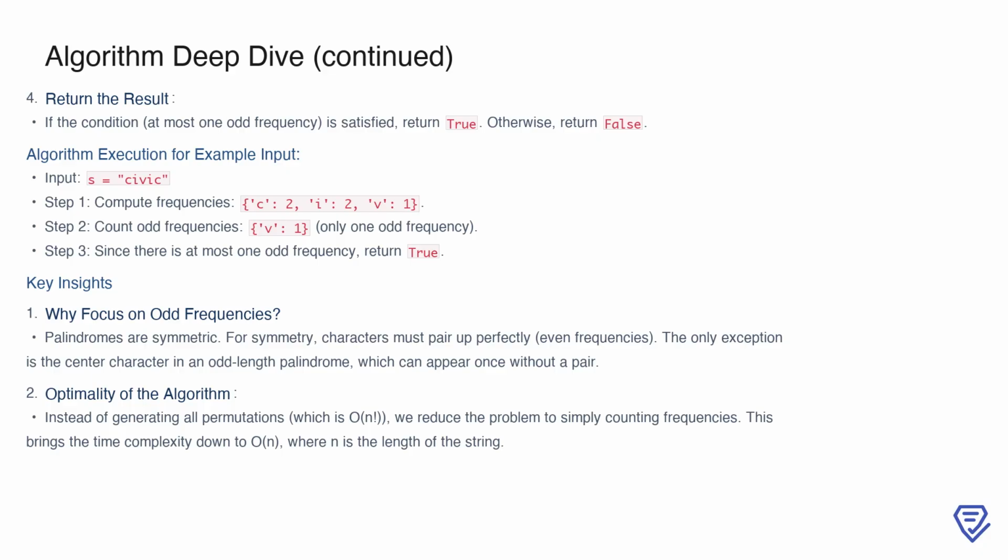This example highlights the key insight. The focus on odd frequencies comes from the need for symmetry in palindromes. All characters must have even counts to pair up, except for one possible exception in an odd-length palindrome. Instead of using an expensive approach like generating permutations, we reduce the problem to frequency counting, which is far more efficient. This optimization brings the time complexity down to O(N), where N is the length of the string.